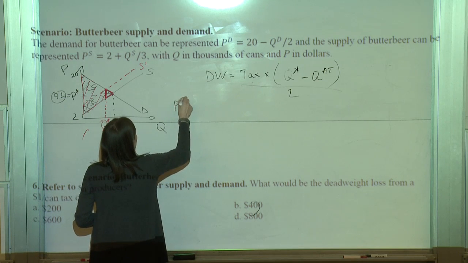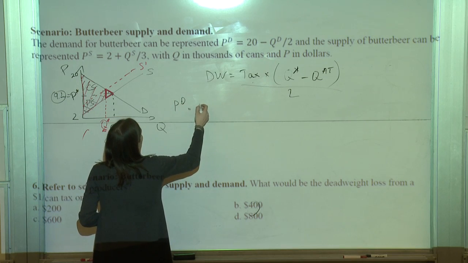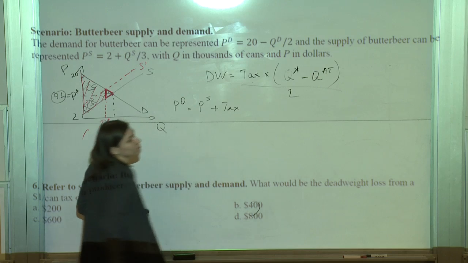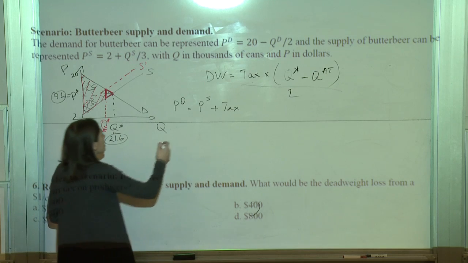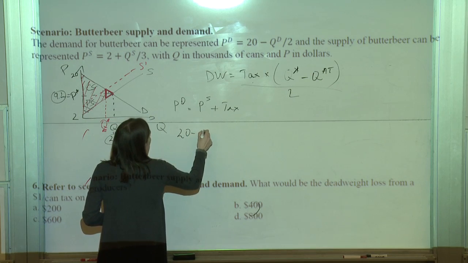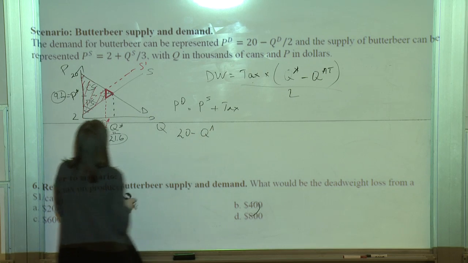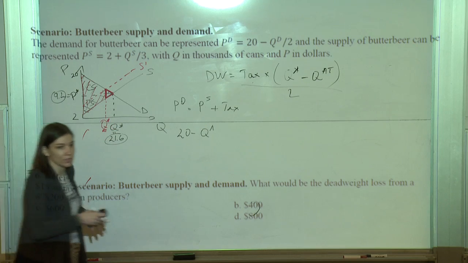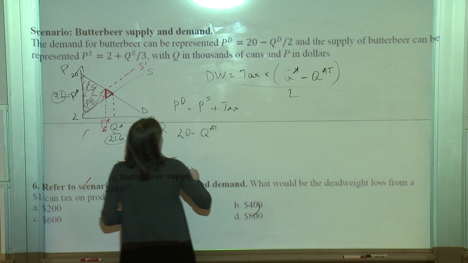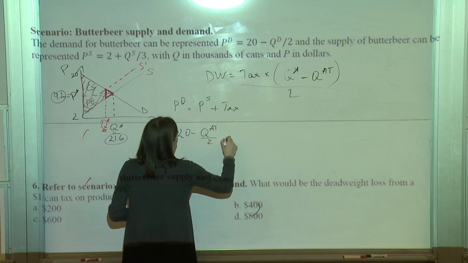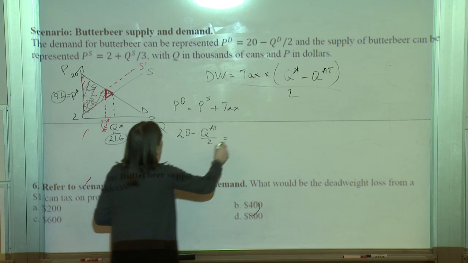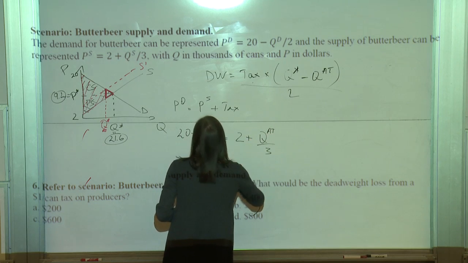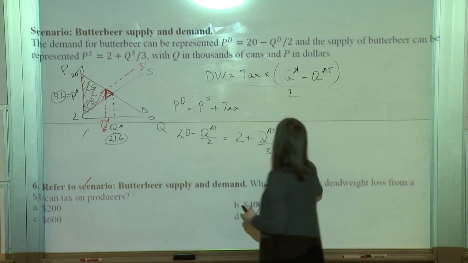So the demand curve now is going to be equal to the supply curve plus the amount of the tax. Okay? And I can set that up. 20 minus, because in that case the quantity is the same, I can just call this the after-tax quantity, divided by 2. It's going to be equal to the supply curve, which is 2 plus, again, the after-tax quantity divided by 3, plus the amount of tax, which is 1.